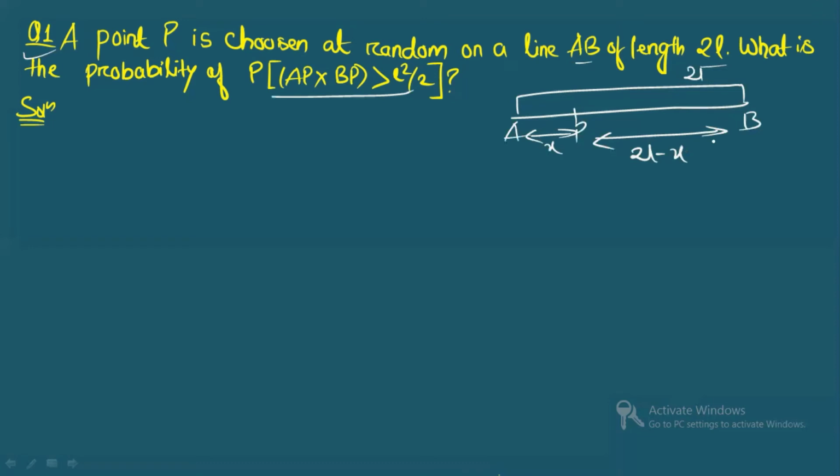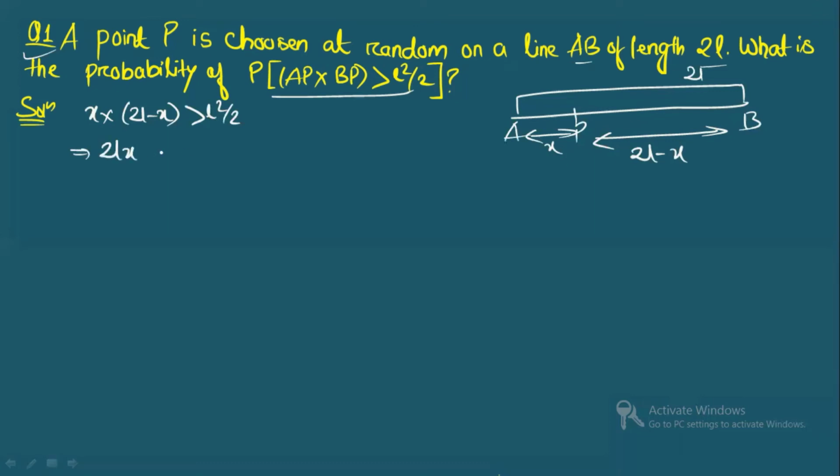Clear? Now you see, when you are solving the questions of probability, you need the number of favorable ways and the total number of ways. When you are given such a condition, the favorable outcome you will get from this condition. So here the favorable length we will get from this condition. The condition is AP into BP. AP is X, BP is 2L minus X, right? It is greater than L square by 2.